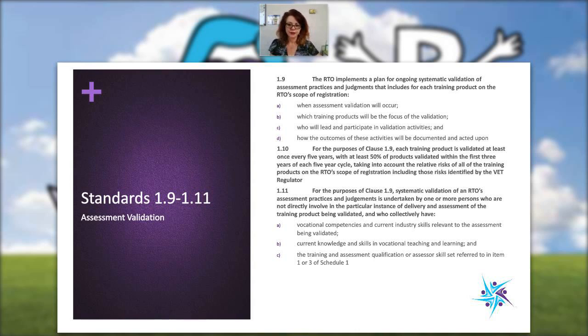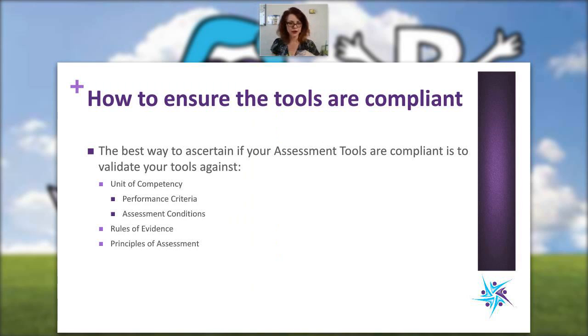So for the purpose of validation, the RTO's assessment practices and judgments must be undertaken by someone. So the validation team should include someone, it can be the same person or it can be a panel, but it's someone who holds the qualification that you are validating, holds TAE, and wasn't involved in the conduct of the assessment. So you can have the assessor join the assessment validation team who marks the assessments, but they can't sign off on the validation. So they can be part of the assessment validation team.